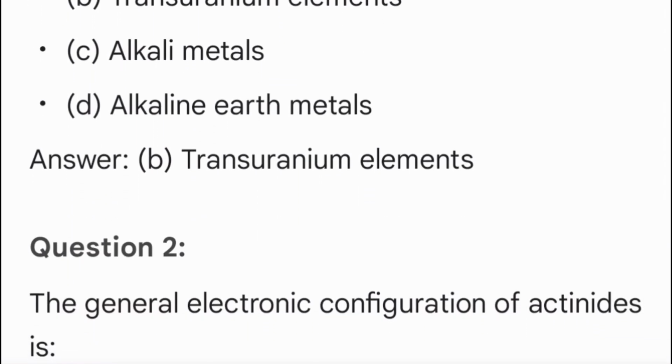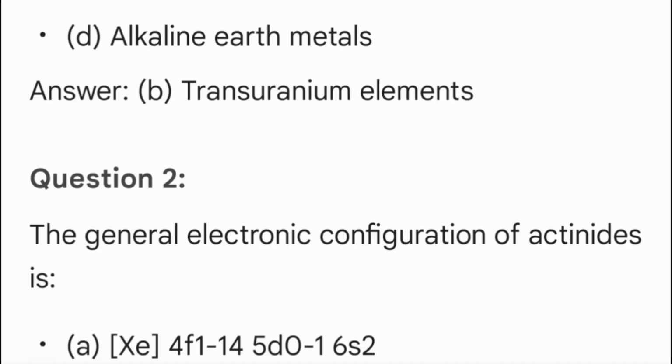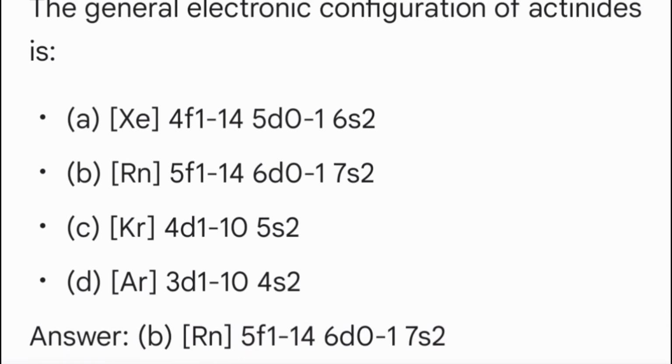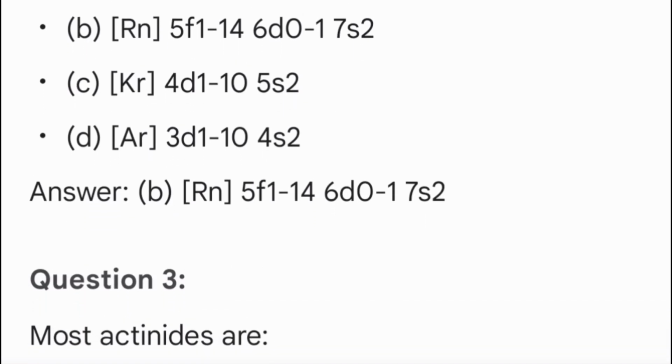Question 2. The general electronic configuration of actinides is A. 4f1 14 5d0 16s2, B. Rn 5f1-14 6d0-1 7s2, C. 4d1-10 5s2, D. 3d1-10 4s2. Answer B. Rn 5f1-14 6d0-1 7s2.